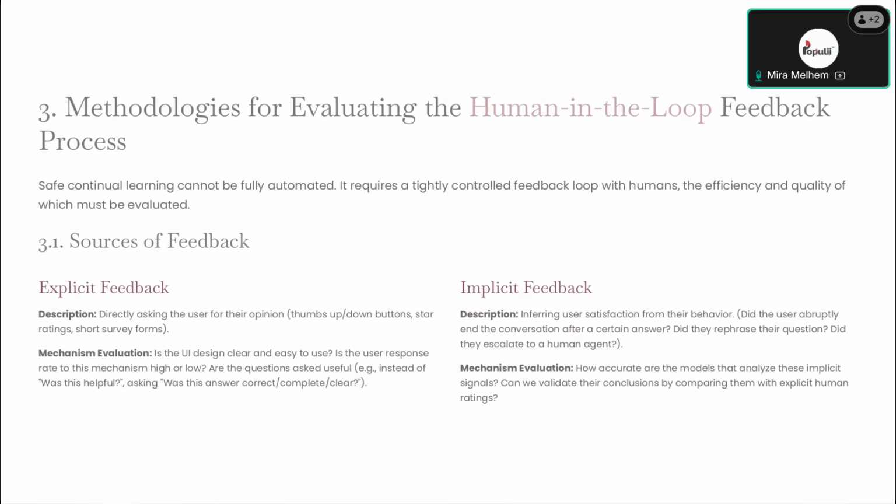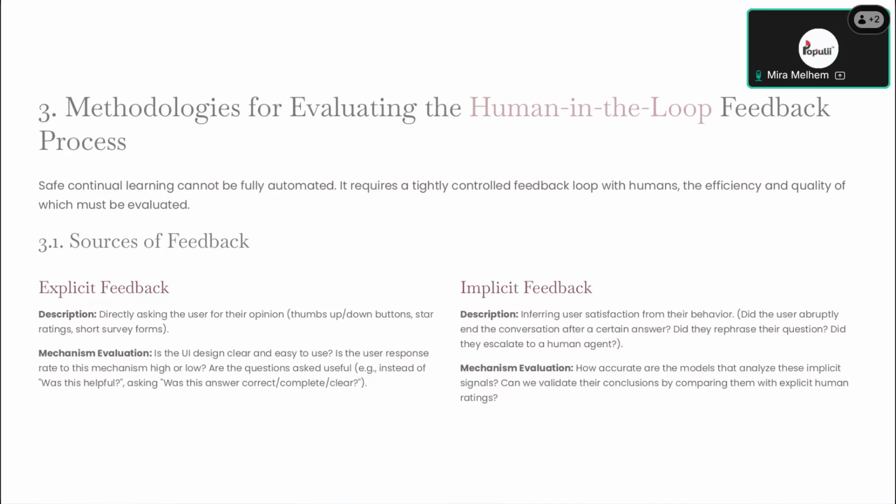Also, we've got implicit feedback. Unlike explicit feedback, this type is inferred from user behavior rather than directly stated. So, for example, did the user suddenly end the conversation after a certain answer? Did they rephrase their question multiple times because they didn't get what they wanted, etc.? So, these behaviors carry strong signals. Even if the user never clicks a button, we can see the way they interacted with the chatbot and get feedback from this process.